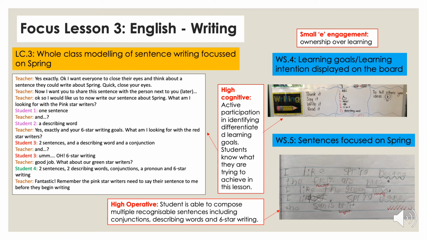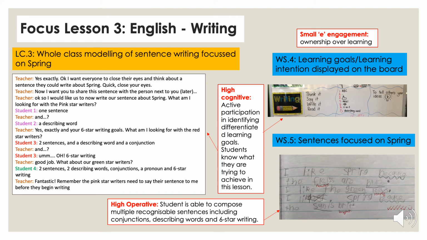This emphasises a high cognitive learning experience as students are thinking hard to identify their differentiated learning intentions. This indicates that students are able to take control of their own learning, specifically with writing, and work towards their expected goal. This high cognitive experience is also identified through Work Sample 4, an example of the learning intention and goals displayed on the whiteboard throughout the lesson. Students are able to constantly refer to this throughout the lesson, once again keeping them focused.